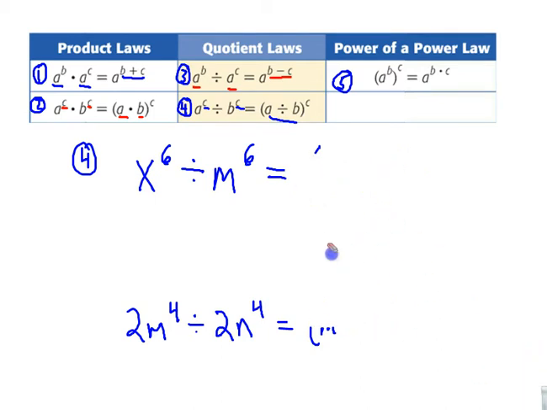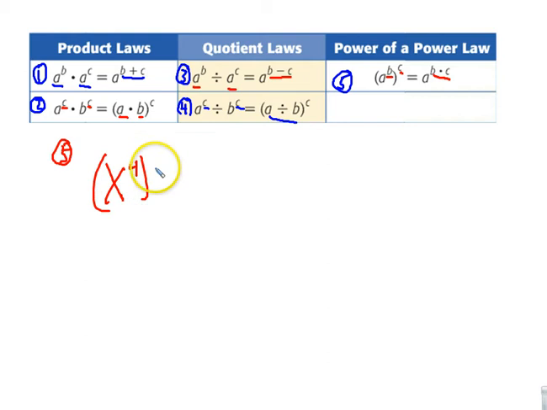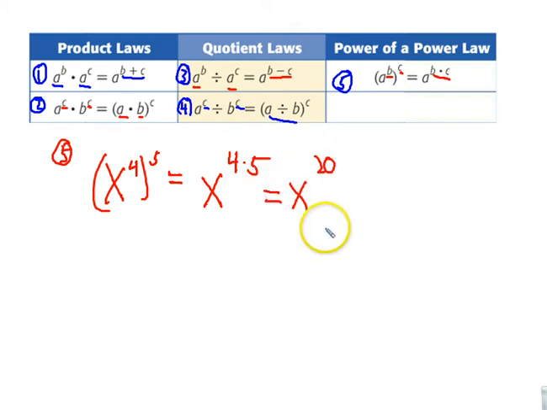Okay. Last one. Step number 5. Okay, this one says that if I have exponents on the outside, or an exponent in and an exponent out, I can multiply them together. So x to the fourth to the fifth is going to be x to the 4 times 5, which is x to the 20.